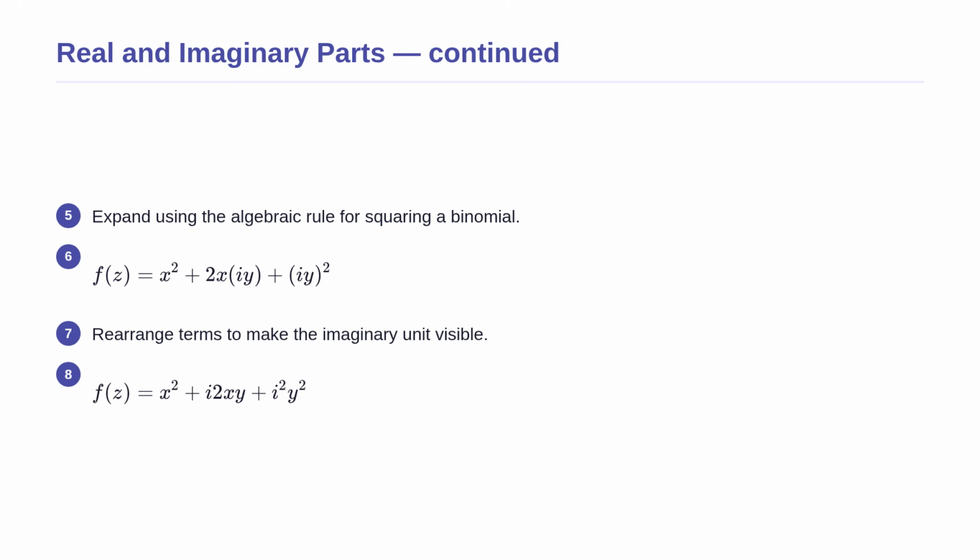Next, we rearrange the terms slightly to make the imaginary unit more visible. We pull the symbol i to the front of the middle term for clarity, and we distribute the square to both the imaginary unit and the variable y in the final term.